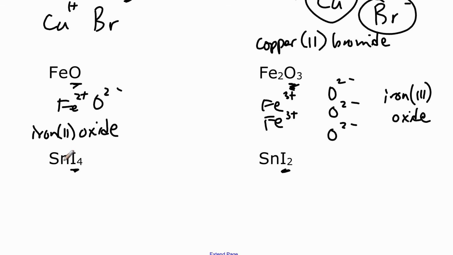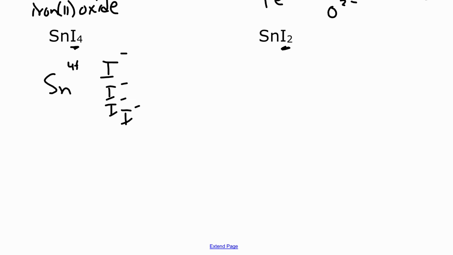Okay, next one's tin and iodine. So iodine's a 1 minus charge. Again, look off your chart. And since I need 4 of them, the charge on the tin over here, there's just 1 of them, that charge on the tin has to be a 4 plus to balance out those 4 minuses. Name for this one, tin. Roman numeral for 4 is an I and a V. So it'd be tin(IV) iodide.